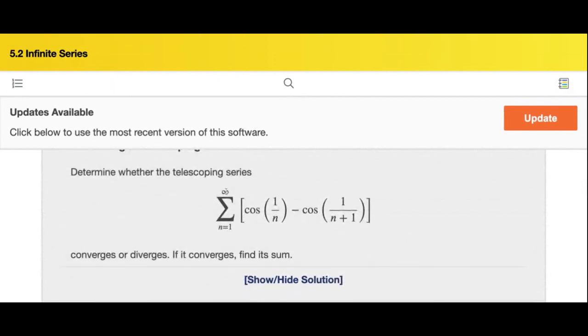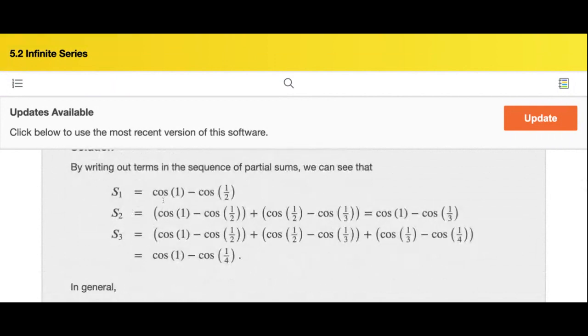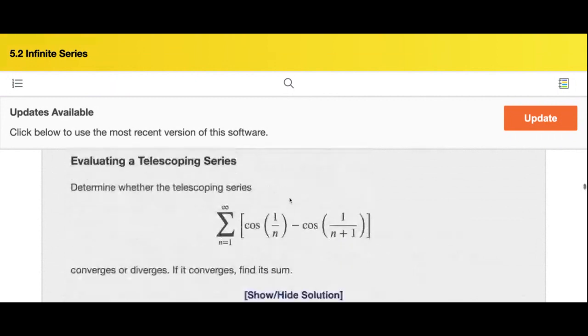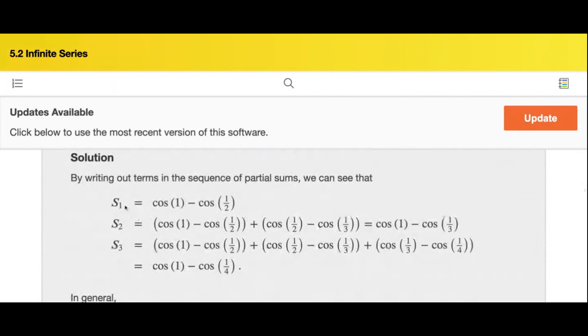So n goes from 1 up to infinity, of course, an infinite series, right? We have cosine 1 over n minus cosine 1 over n plus 1. We can write a couple of terms and calculate a couple of sums. So the first term, with n equal to 1, is cosine 1. The second term is minus cosine of 1 over 1 plus 1, which is a half. So S1 equals cosine 1 minus cosine half. What about S2? S2 equals cosine 1 minus cosine half plus cosine half minus cosine 1/3.